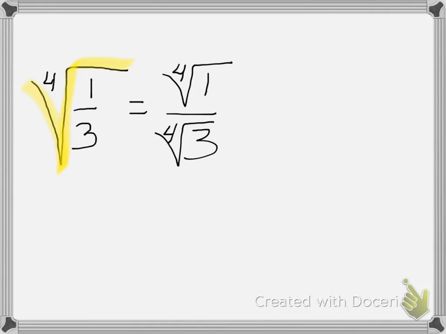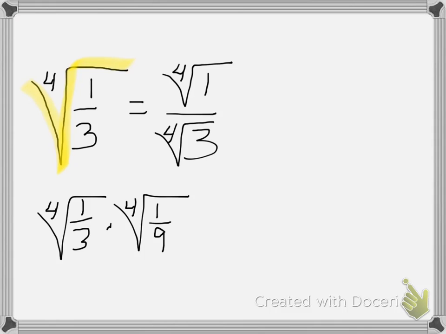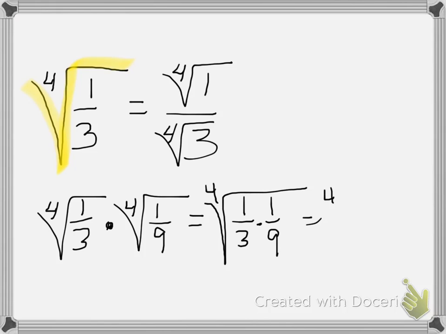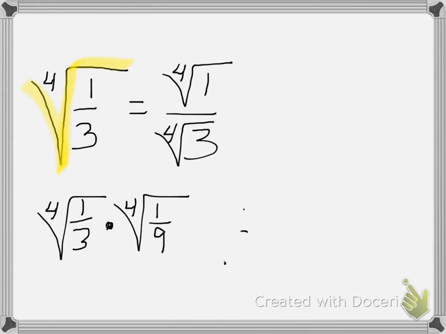So if I take a problem like this, if I say the fourth root of 1/3 times the fourth root of 1/9, because I can multiply radicals together, you just learned that at the beginning of the lesson, I can say this is the fourth root of 1/3 times 1/9. Well, that's the fourth root of 1 over, whoops, what am I doing? Oops, I messed up on the problem. Let me start over. Let me actually write the problem down right.